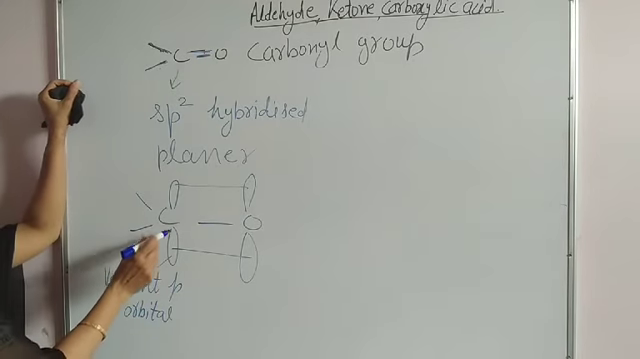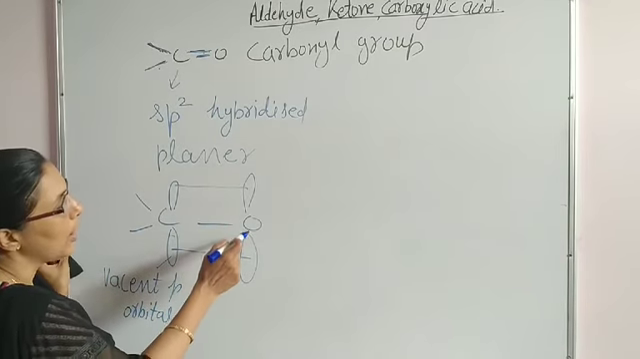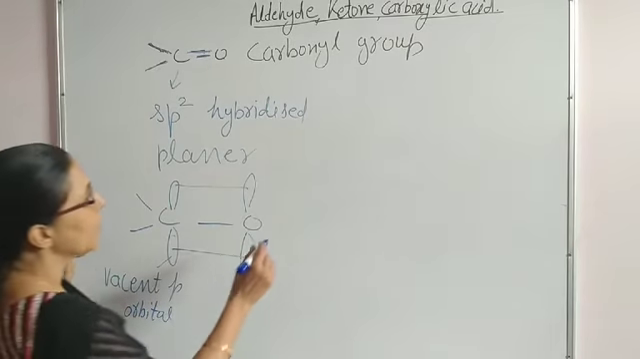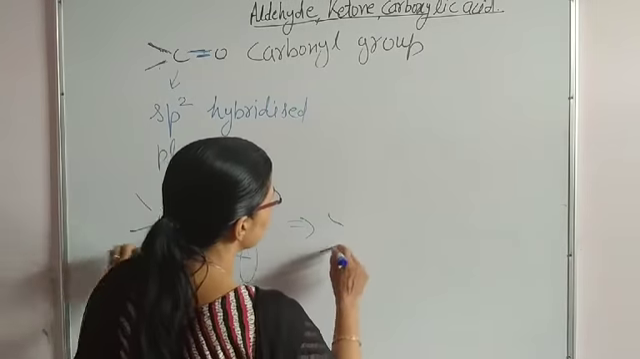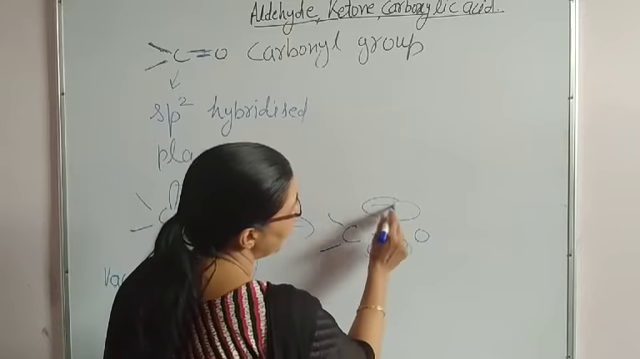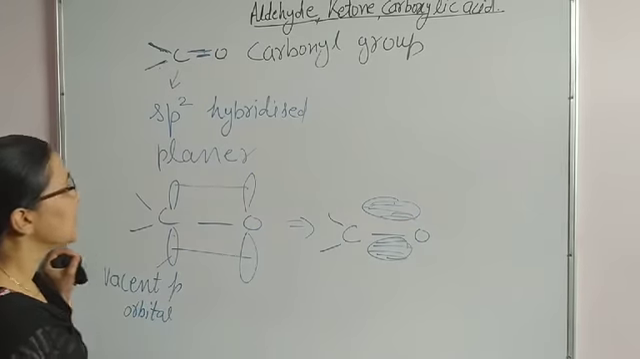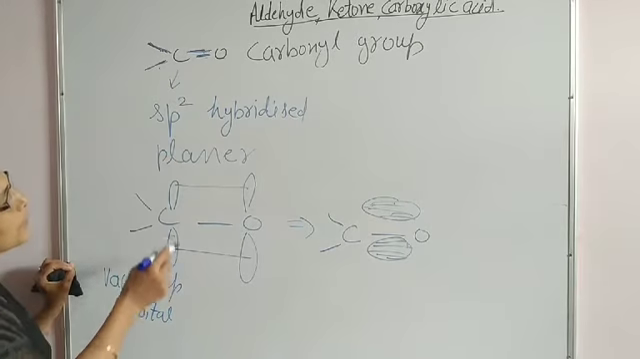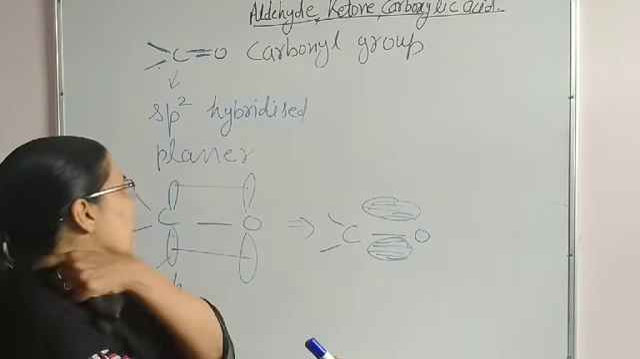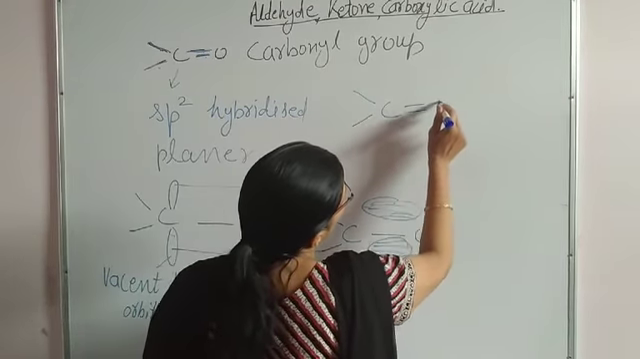So by means of one vacant p orbital of carbon and one vacant p orbital of oxygen, there will be sideways overlapping and a double bond will form, which can be represented as pi electron density above the plane and below the plane. So in general we can say that in the carbonyl group, above the plane and below the plane some electron density is there.